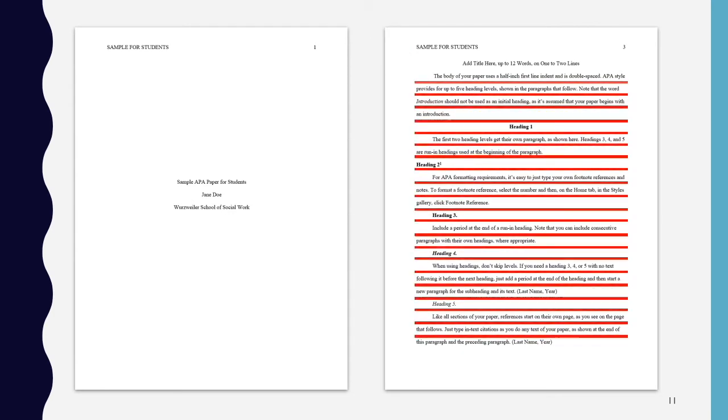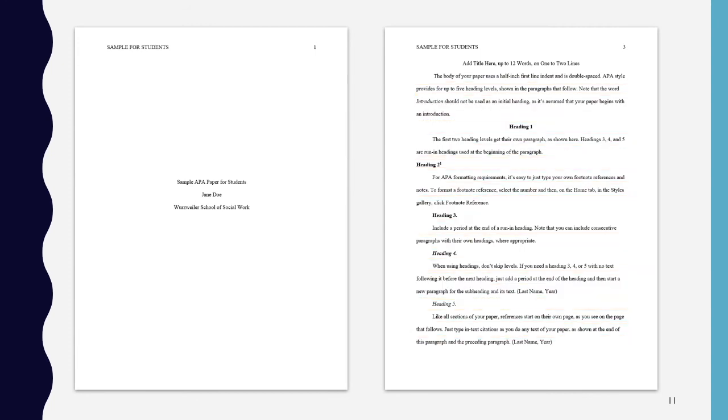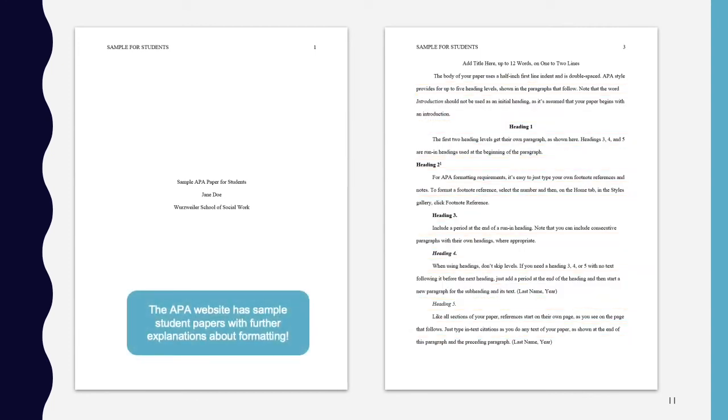On the right is a page from the body of the paper. The header continues. All the text is double-spaced. The beginnings of new paragraphs are indented. Headings are formatted according to specific guidelines. The APA website has sample student papers with further explanations about formatting. You can Google them to find them.